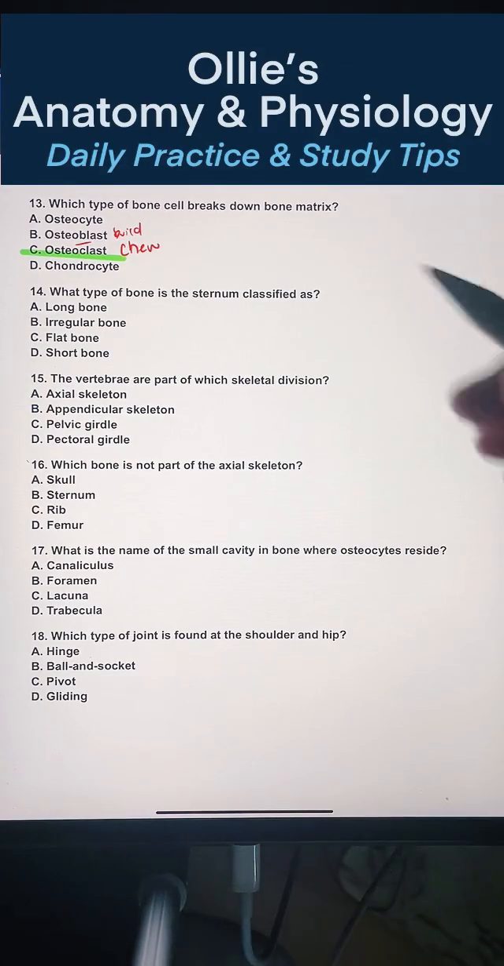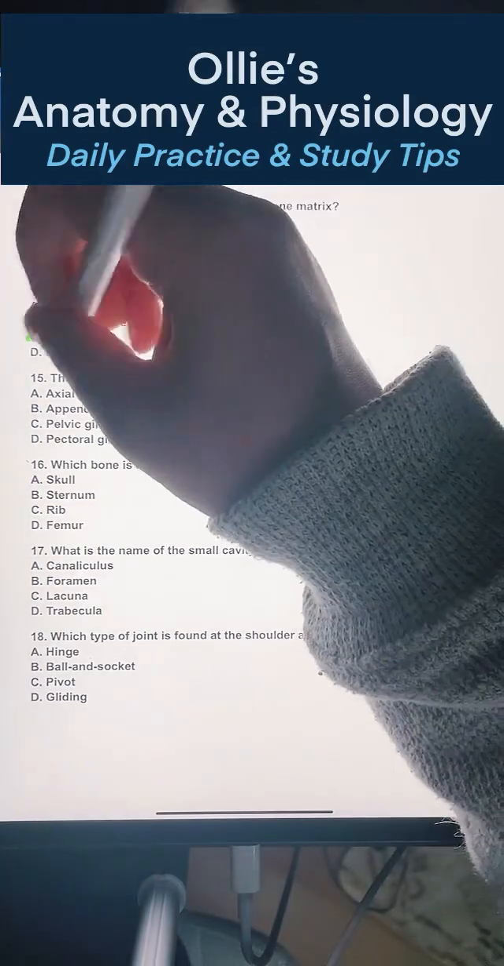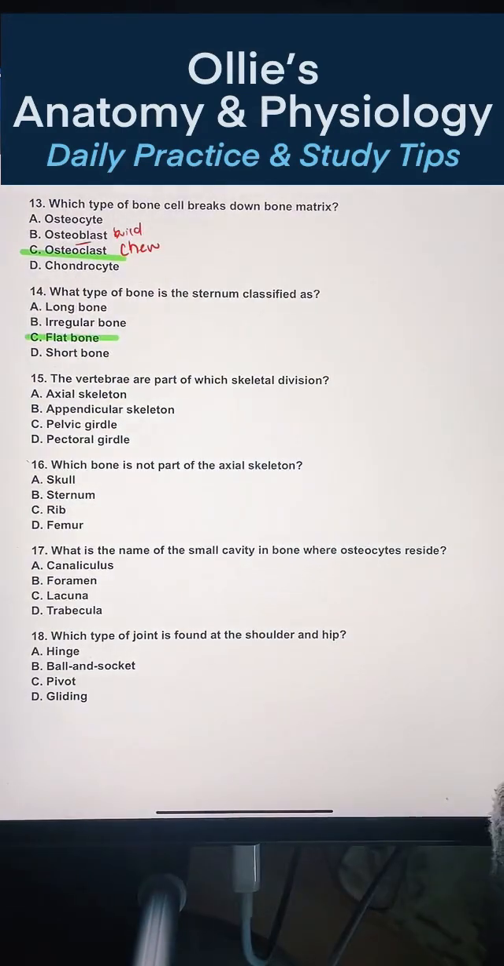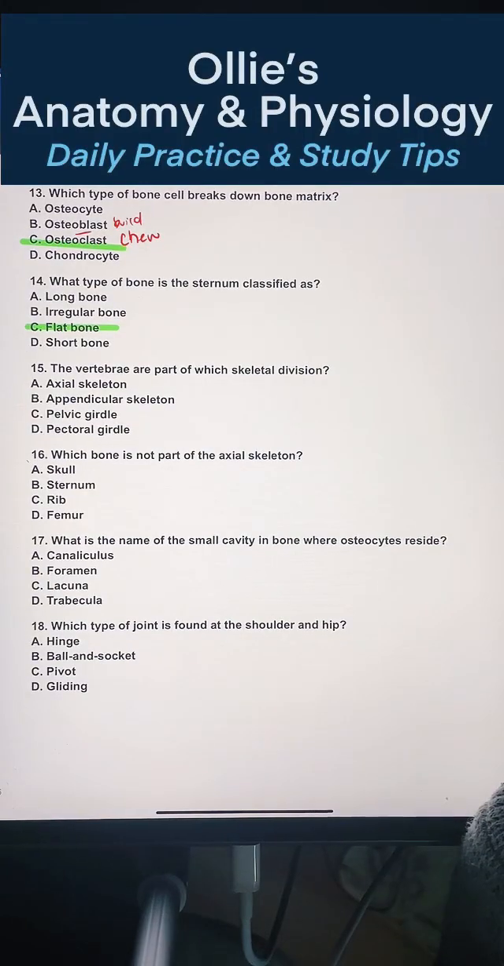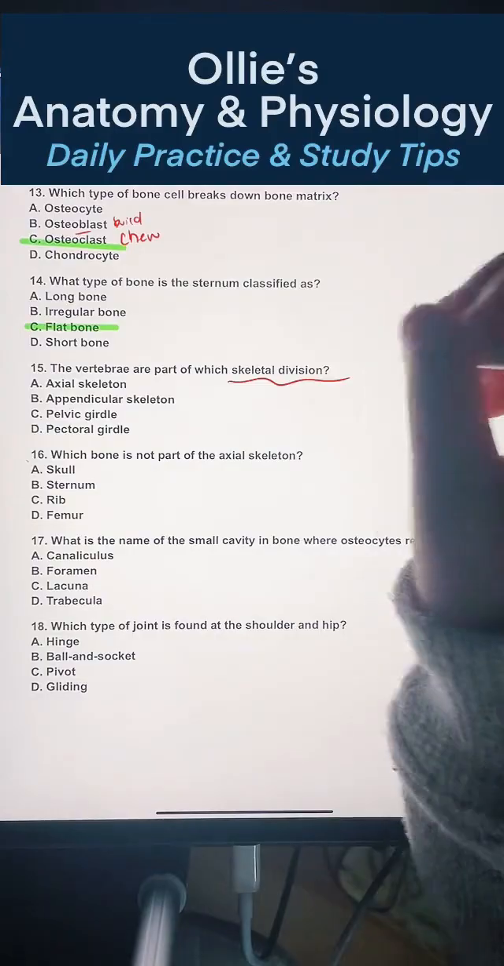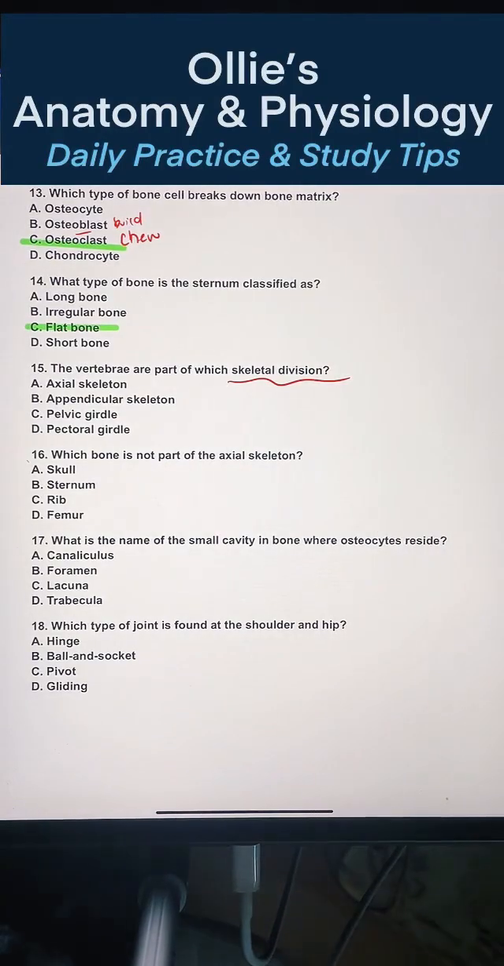But number 14, the answer is C. It is considered a flat bone. Number 15, the vertebrae are part of which skeletal division?